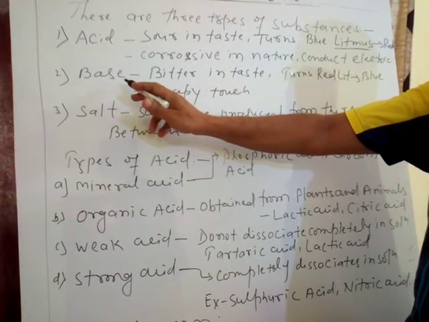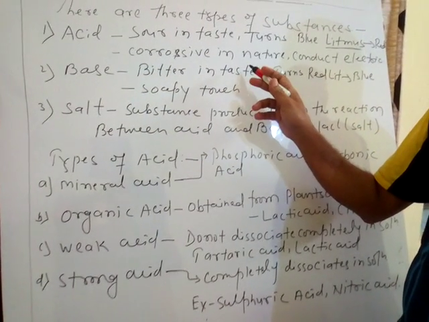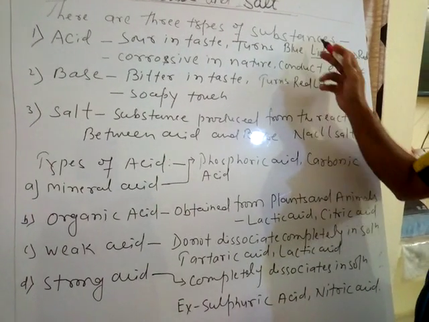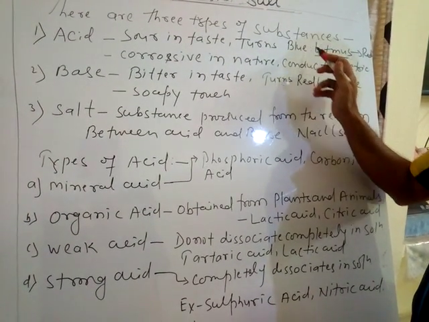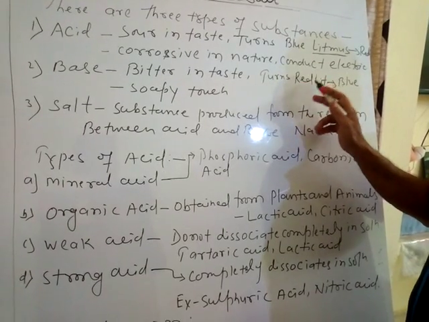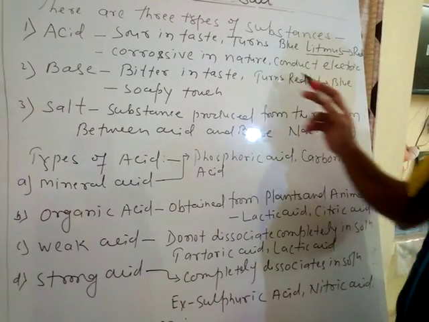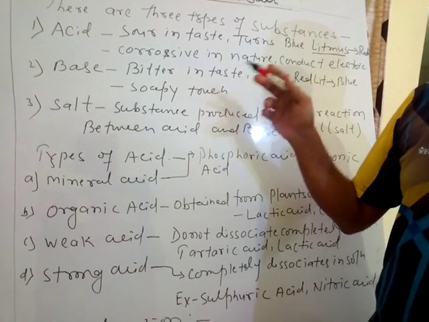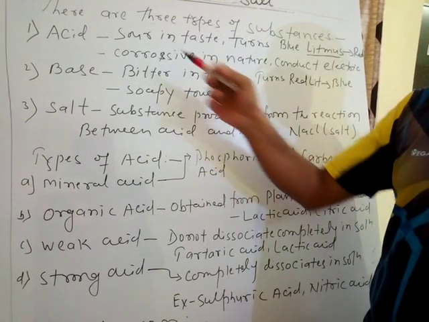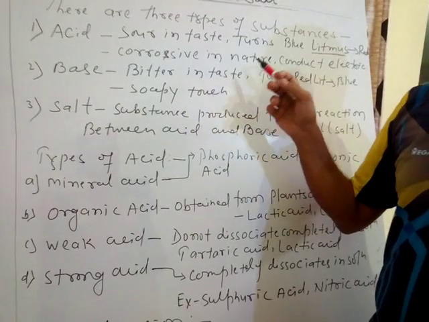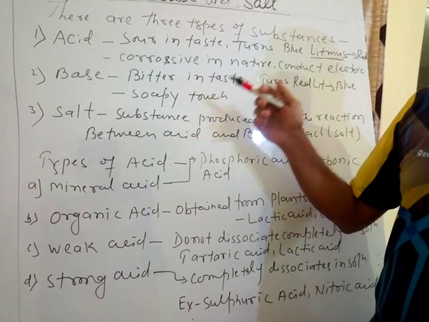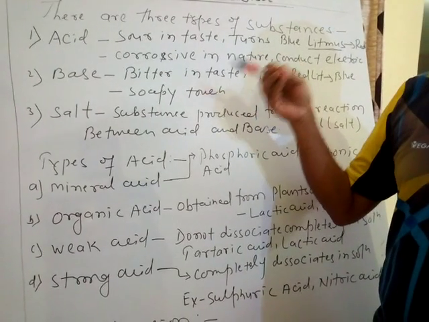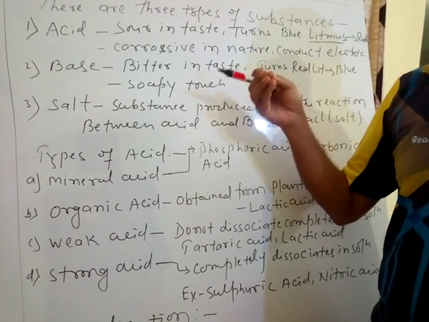Next substance, that is a base, which is bitter in taste, and it turns red litmus into blue color, means just opposite of the acid. Here the base turns red litmus into blue color. It is soapy in touch, slippery. When you touch soap, the same touch you will feel in the base. Mainly it contains hydroxide. All the hydroxides are bases. The soap that we use contains a base, because that is soapy in touch.